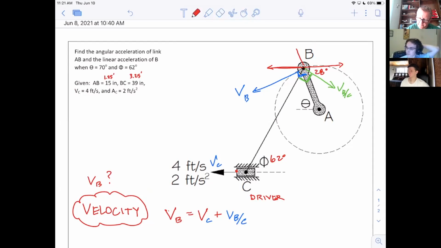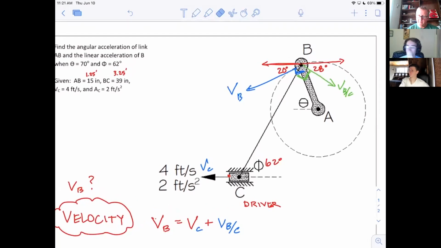Theta is 70. So then again, there's a 90-degree angle there. So that makes this angle 20 degrees. I don't know how you got up there, but that's one of the easiest ways to get up there. So I didn't have to draw triangles, and that can look really complicated, but it's really not.